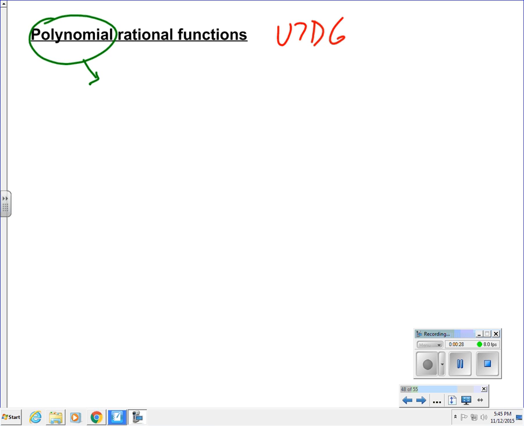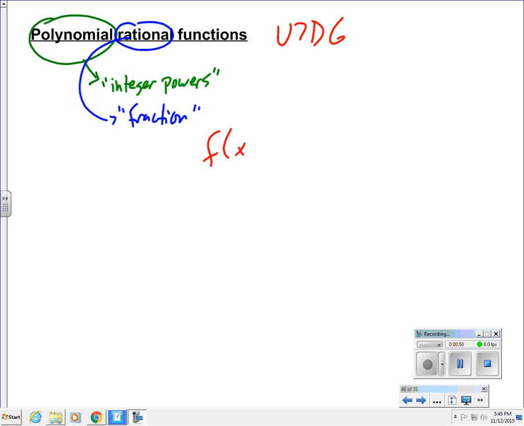So polynomial, seen this word before. This means integer powers. Rational is another one we've seen before. Means fraction. So that's basically what a polynomial rational function is. It's a rational function made of two polynomial functions.